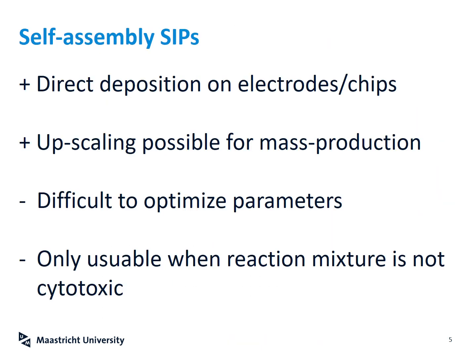Now, like I said, the advantages are that you can directly deposit polymers on top of your chips. Upscaling is possible for mass production. You can imagine having a very large electrode, and on that electrode you deposit through electropolymerization a large sheet of a SIP layer, and then you just cut that into smaller pieces and you have a mass production system.